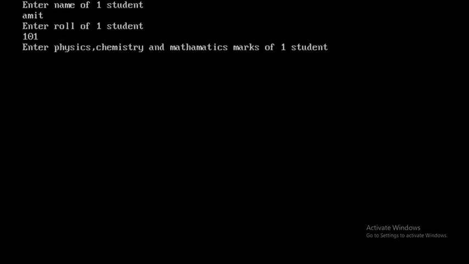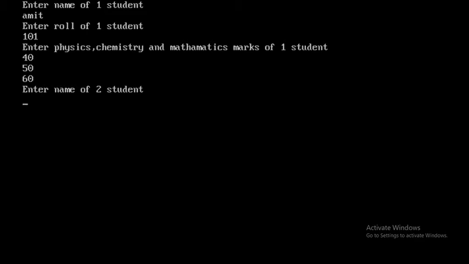Now it is asking for name of first student. Say suppose name is Amit, roll number of first student, suppose roll number is 101. Now asking for marks of physics, chemistry and mathematics. So we have to provide marks of physics first, space, then chemistry, space, then mathematics. So physics suppose 40. Either you can give space or you can use enter as well. So I'm using enter. 40 will get stored in physics, 50 in chemistry, and 60 in mathematics.